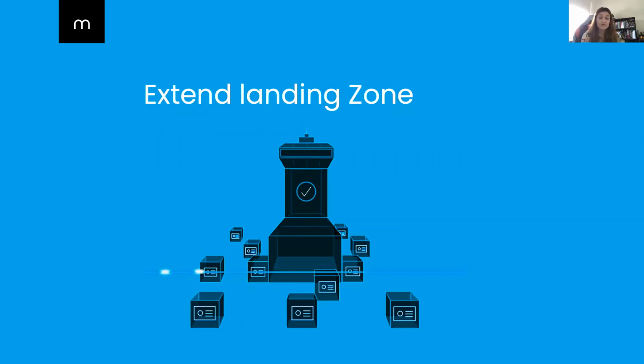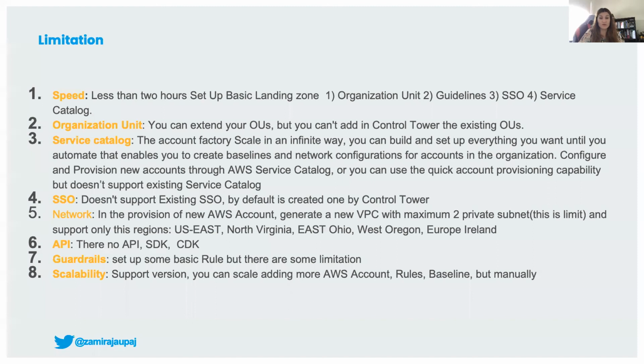However, Control Tower is just a basic standard solution, so it might not fit your specific needs. Let's see a possible solution. Should I extend the landing zone, the Control Tower landing zone provided by AWS? Should I customize the Control Tower landing zone? But before answering this question, I want to show you some limitations based on my experience with Control Tower.